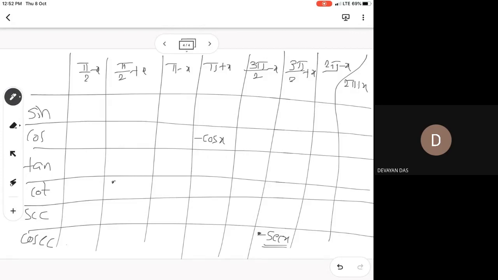Now tell me this answer. Sir, the cos pi by 2 plus x one. Sir, tan x. Plus or minus? Minus tan x, sir. Minus tan x, right? Yes sir. Minus tan x. Okay, this one, in the last corner, the right corner. Sin x. Sin x, very good. Plus sin x.